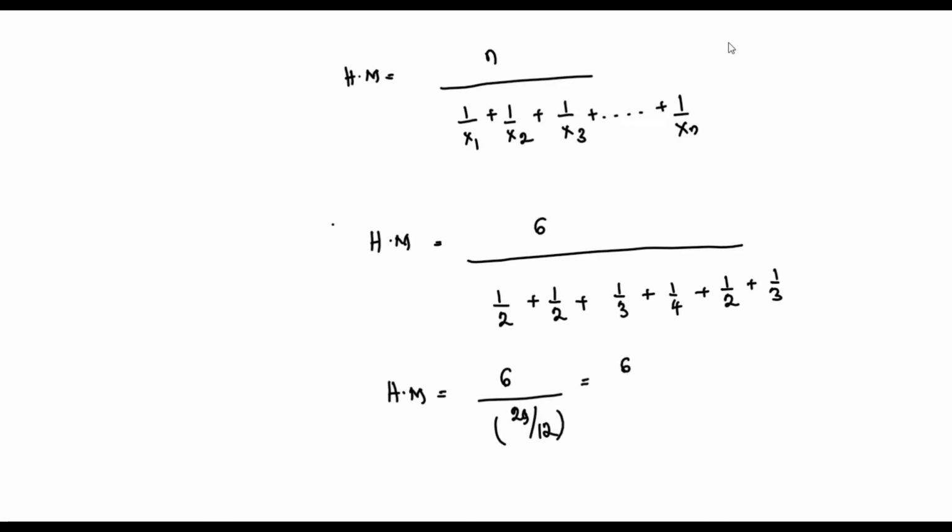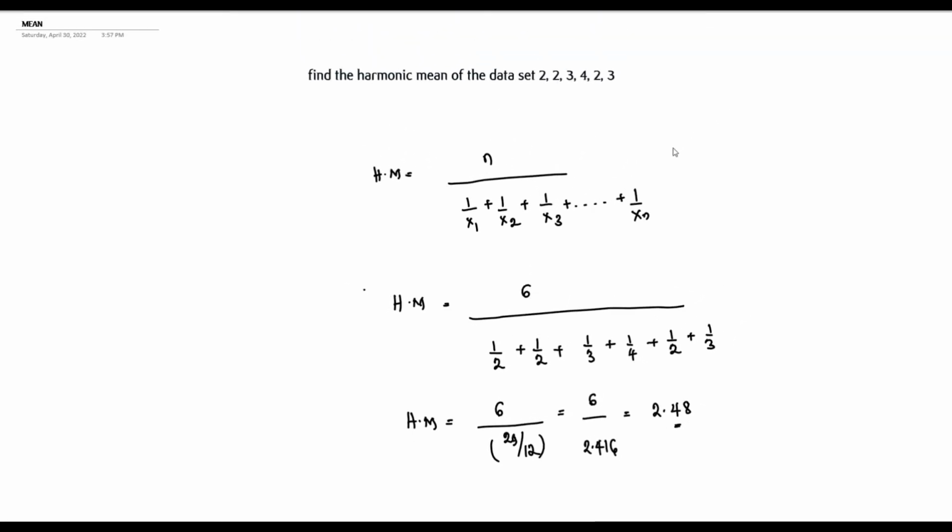So let's keep our answer in decimal form. So we have 2.416. So when we do the math with our calculator, 6 divided by 2.416, that gives us 2.48. So the value of the harmonic mean is actually 2.48 to 2 decimal places.